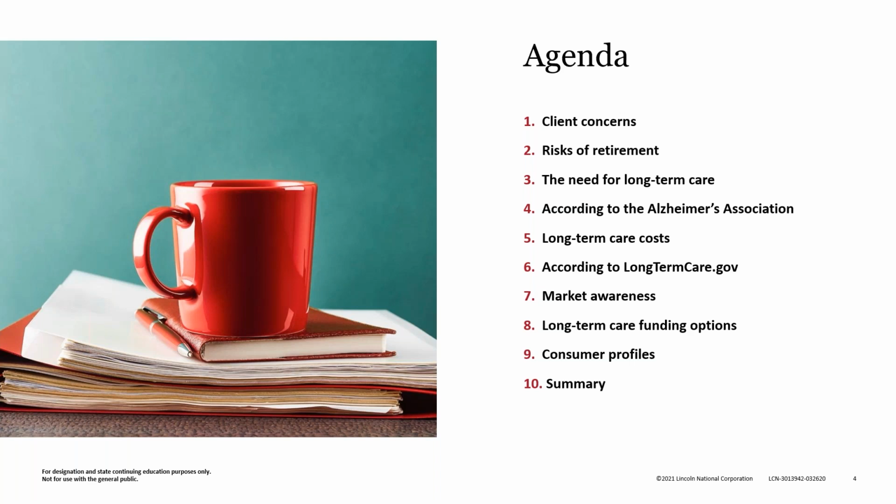Almost all of these will be in the last 3 years. So they're going to be relevant statistics, studies that have been done about people's views, advisors' and clients' views about long-term care. We'll look at the risks of retirement, the need for long-term care, and then some information brought to us by the Alzheimer's Association, and all of that information is new within the last year and a half.